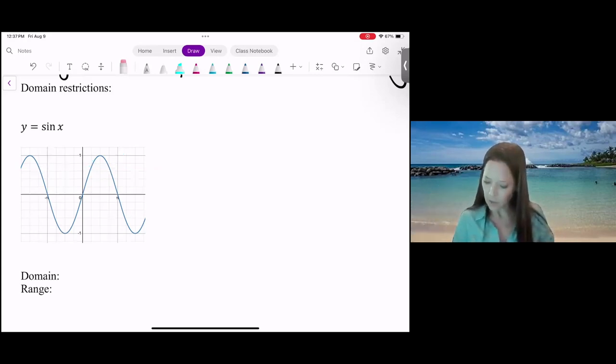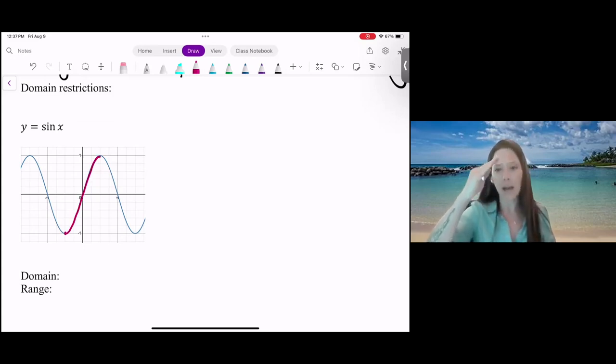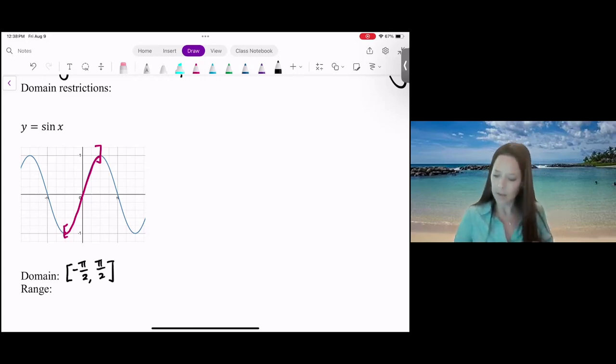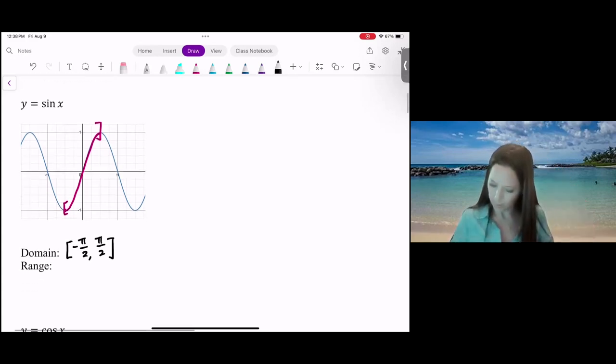So I need to make a restriction so that I only have one individual y for every x. So let's start down at the bottom over here at negative pi over 2, and let's go up the sine graph. All unique y values up until the top. And then once I reach that top maximum point and I want to start to come back down, I would be repeating a y, which I don't want to do. So this is where I'm going to restrict my domain. I'm going to go from negative pi over 2 to positive pi over 2 for my domain, using interval notation and brackets because I can include those two values. And then my range is going to be from -1 to 1.